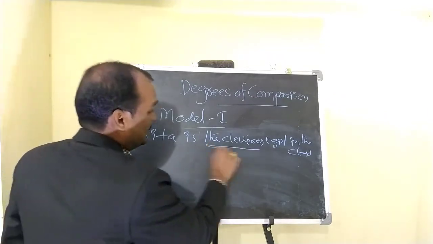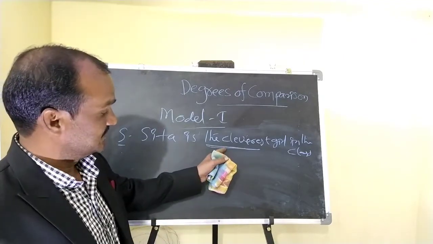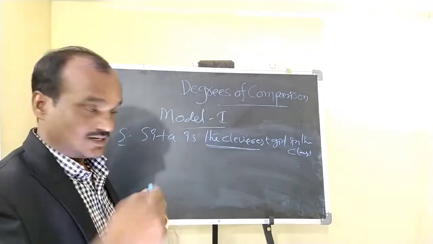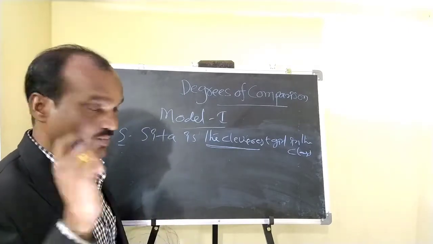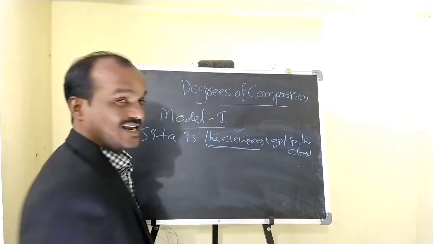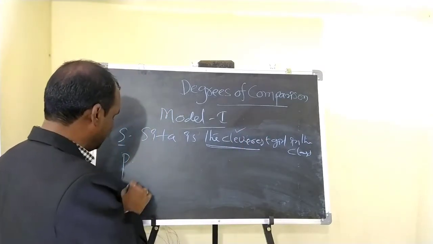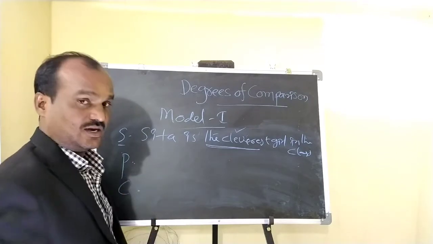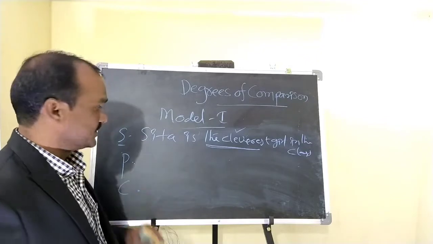So how can you ensure here? On seeing the adjective form. If the adjective form is like this, we can ensure the given sentence is in superlative degree, right? So the cleverest is superlative degree. And you will be asked to change it into either positive degree or comparative degree.